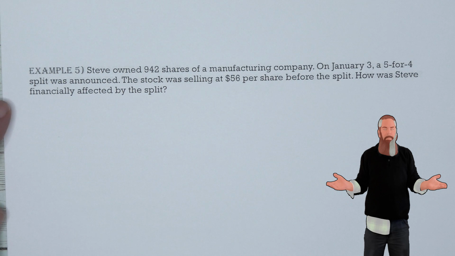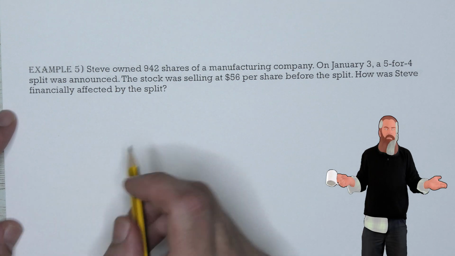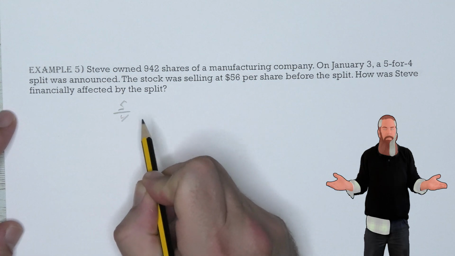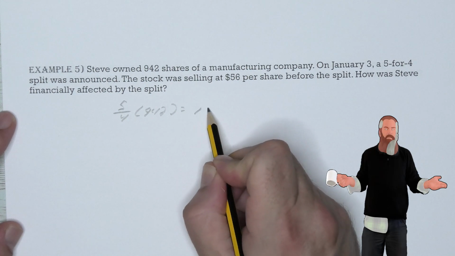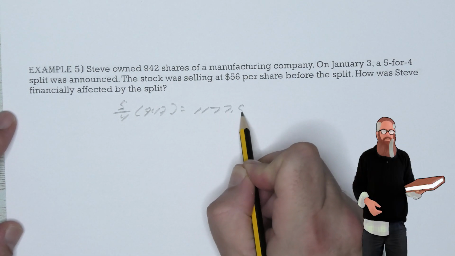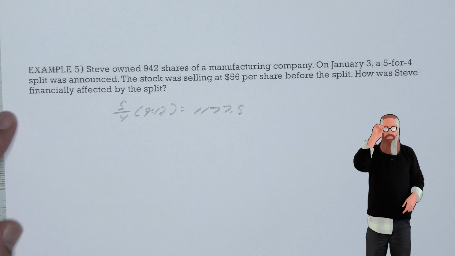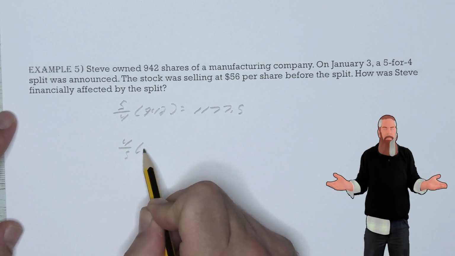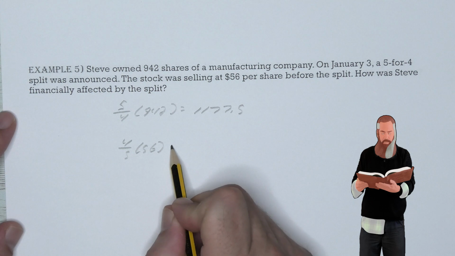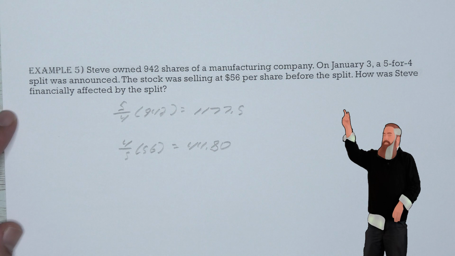So we're going to write the split as a ratio using the pre-split information to find the post-split value. This means we're looking at 5/4 times 942 to get 1,177.5. Now this is the post-split number of shares. The post-split share price, we're going to do 4/5 times the $56 per share to get $44.80.